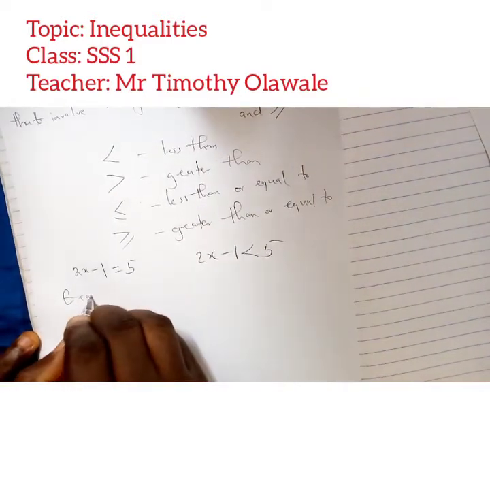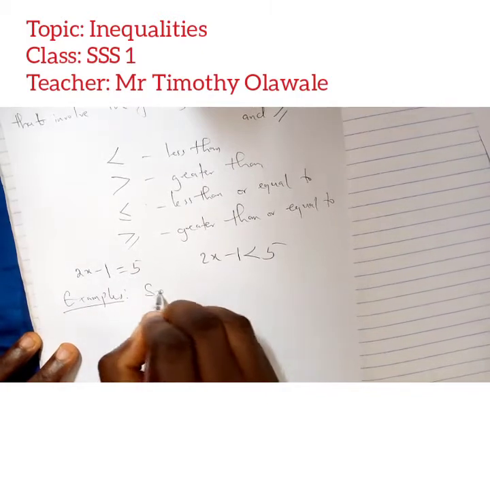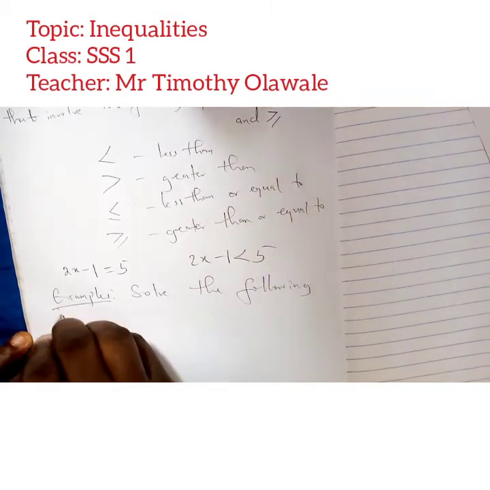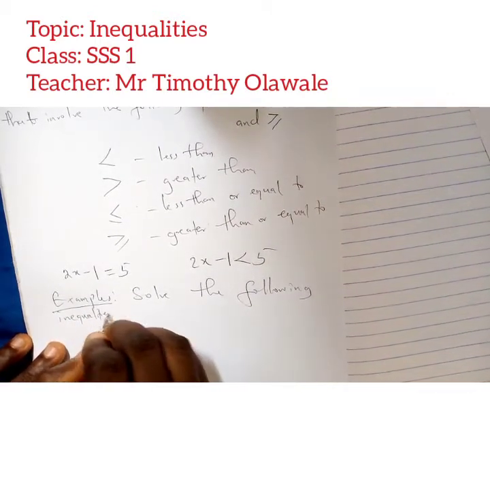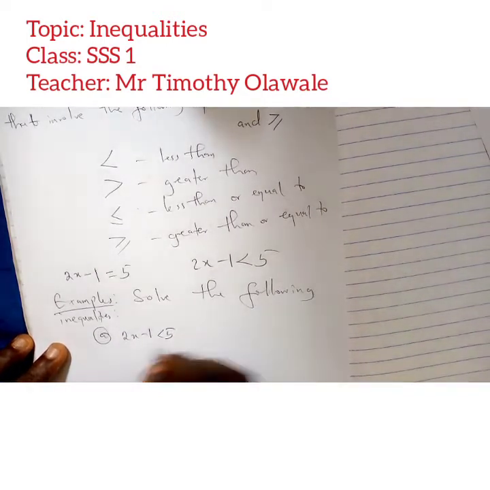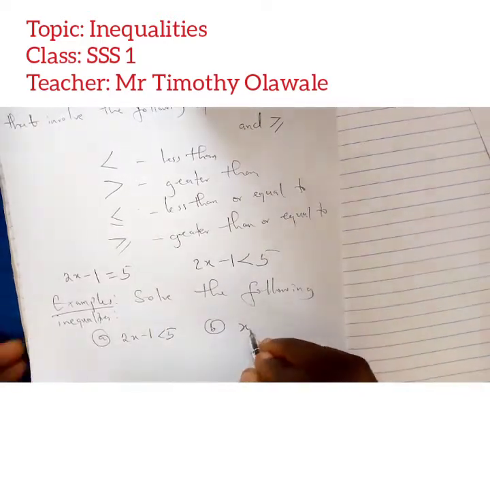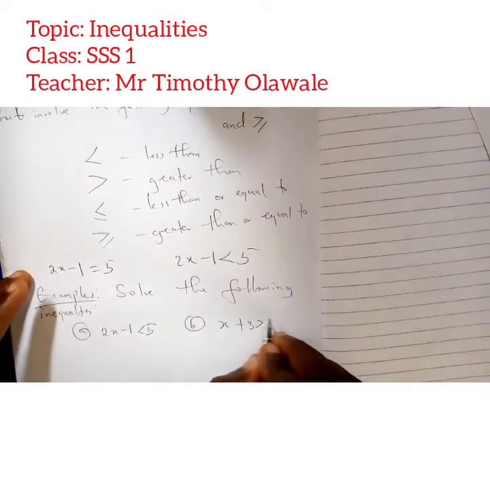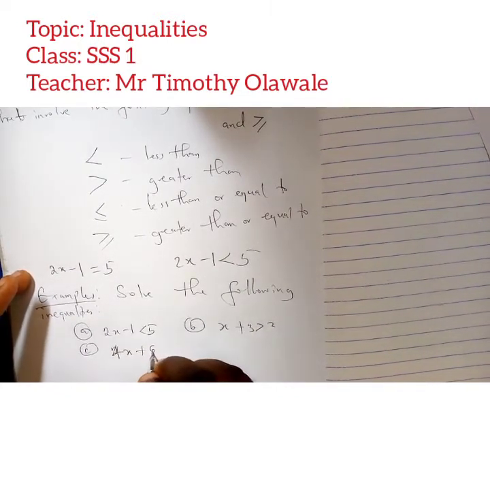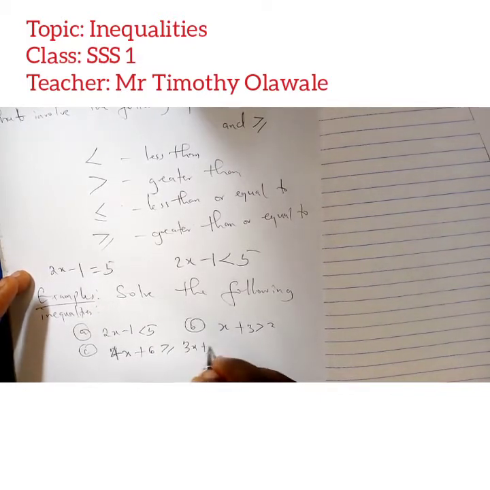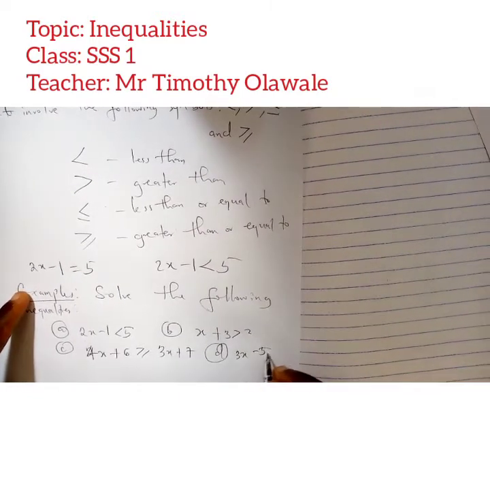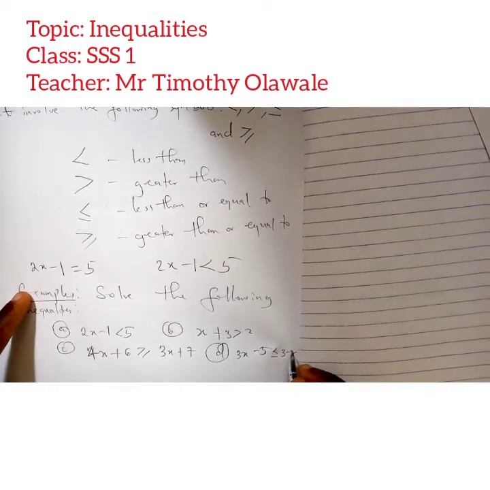Solve the following inequalities. A, 2x minus 1 less than 5. B, x plus 3 greater than 2. C, 4x plus 6 is greater than or equal to 3x plus 7. D, 3x minus 5 is less than or equal to 3 minus x.